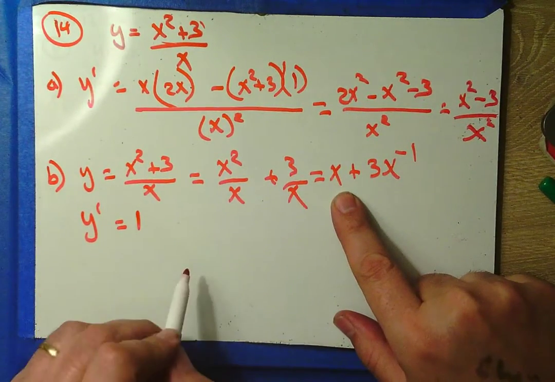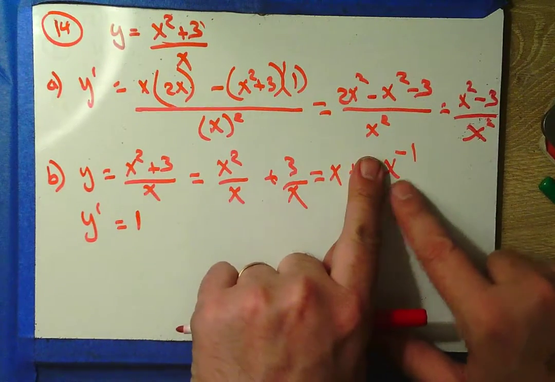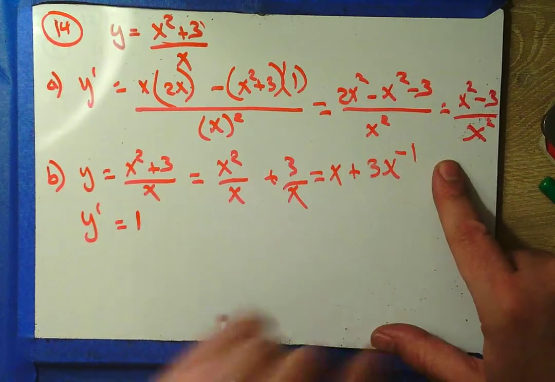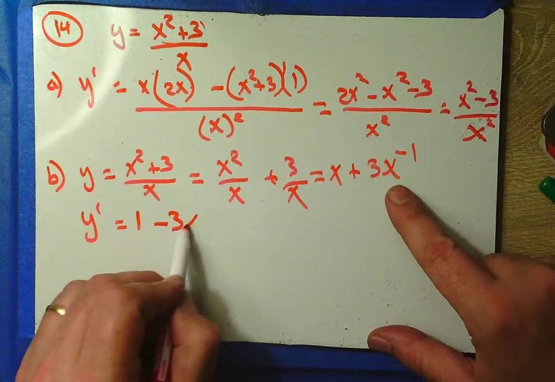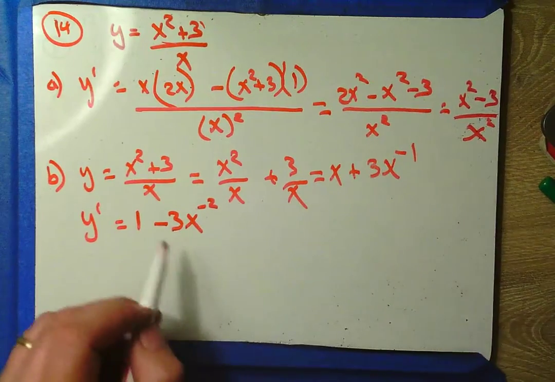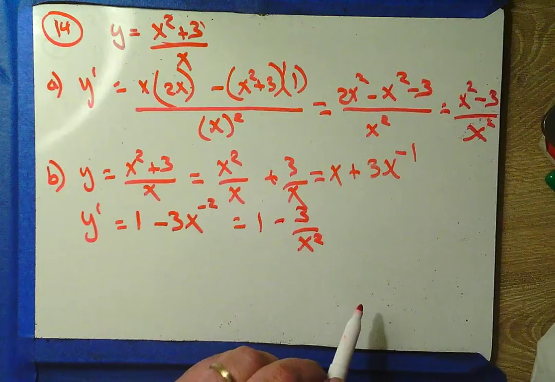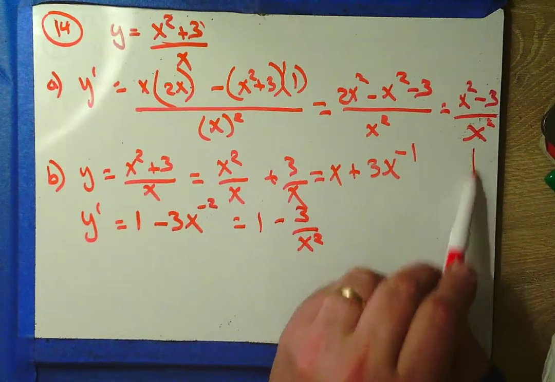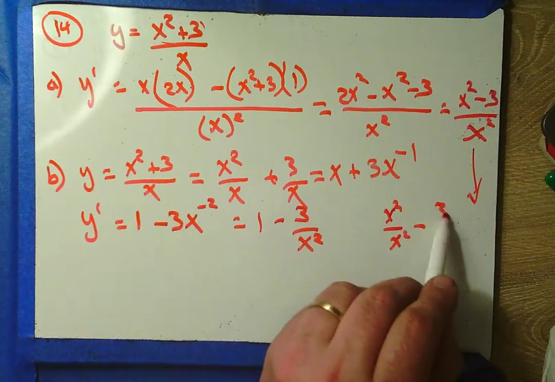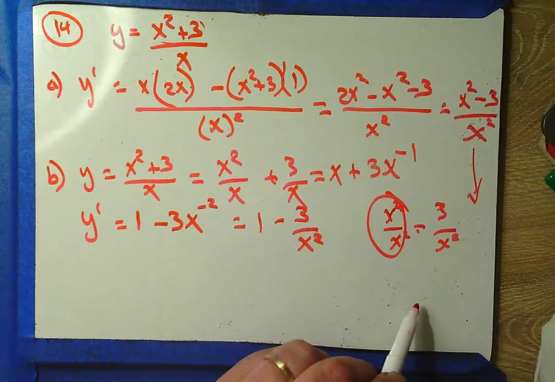The derivative of x is 1. And the derivative of 3x to the negative 1 is going to be the derivative of x to the minus 1 times the constant 3. So bring down the negative 1 and subtract 1 here. Negative 1 minus 1 is negative 2. This is the same as 1 minus 3 over x squared, which, if we take this, our part A answer, and split it into two fractions, we see that we also have 1 minus 3 over x squared.